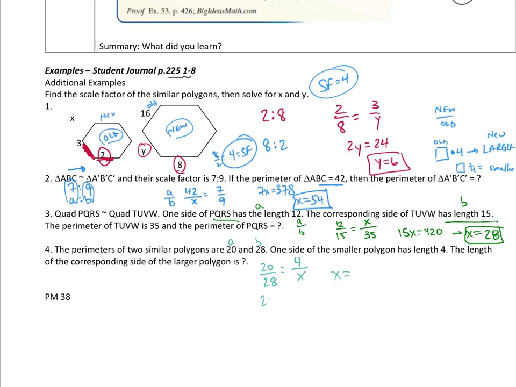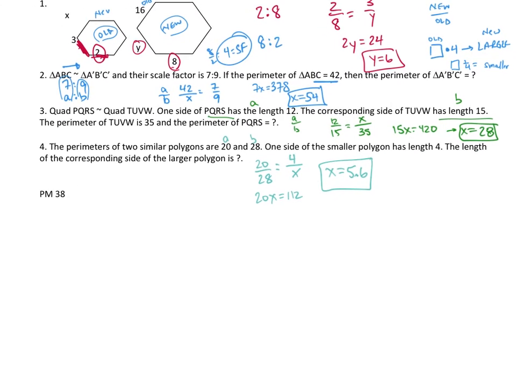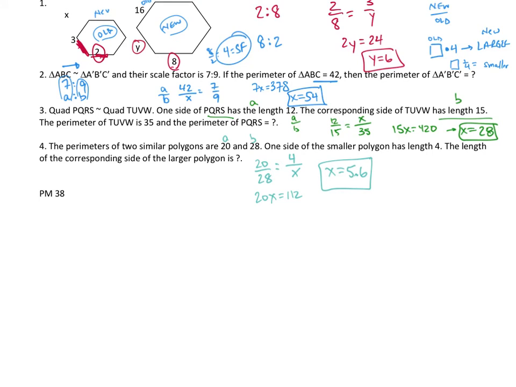So we'll cross multiply, so 20x equals 28 times 4, which comes out to be 112, and divide that by 20, you'll get 5.6. All right. That was the last example, but we did not do any with an area. So let's do something that's similar to this with an area one.